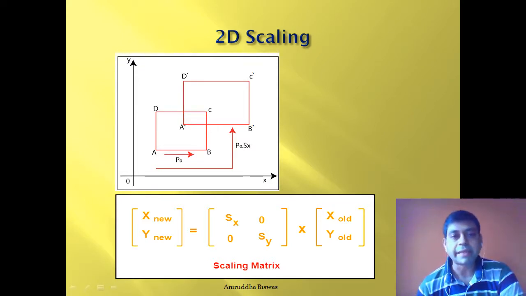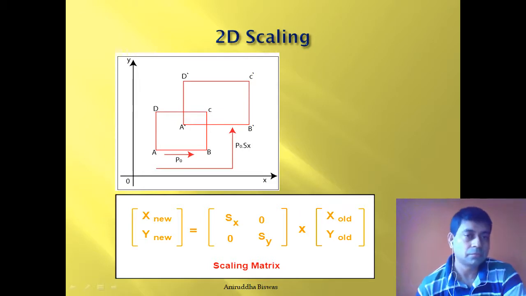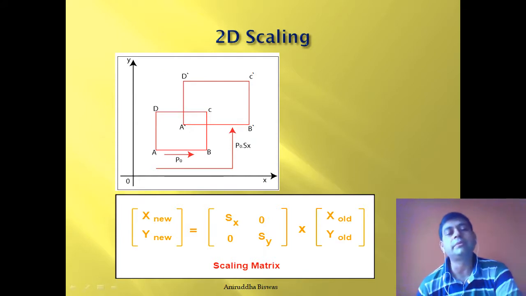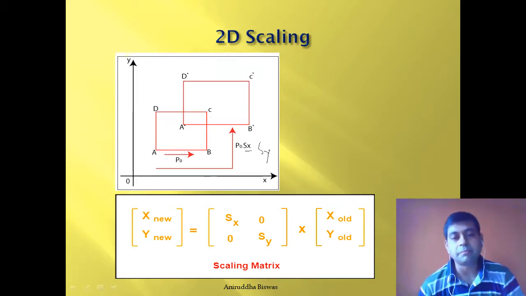So after scaling, it will have a position of each point, like A becomes A dash, B becomes B dash. So every point will have a new coordinate, and that coordinate value will be calculated by just multiplying with Sx or Sy. And what these Sx and Sy are called, these are scaling factors with respect to the x-axis and y-axis. So this is the matrix of how the scaling can be calculated.